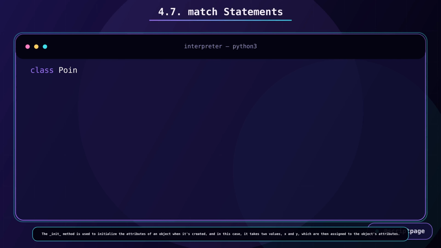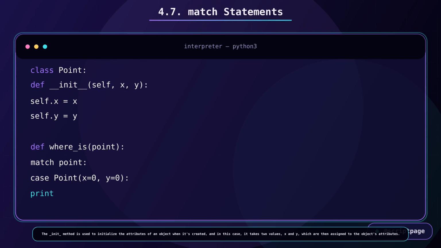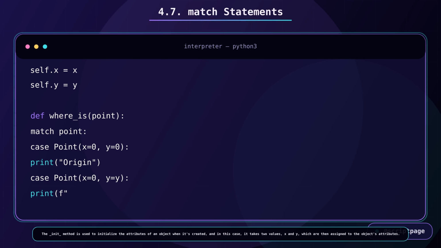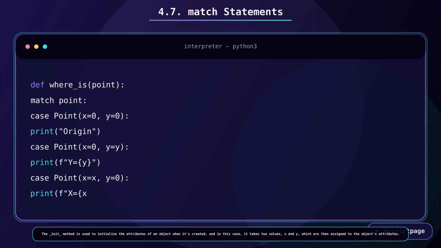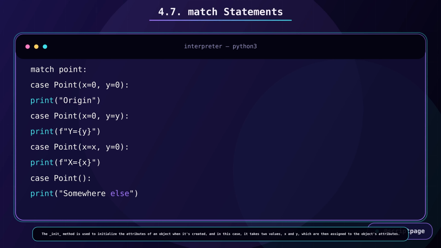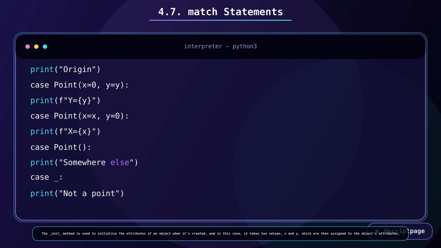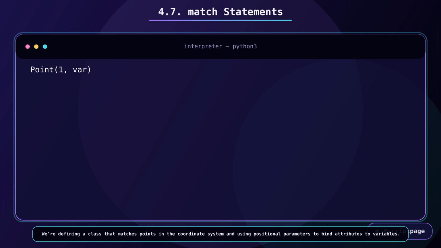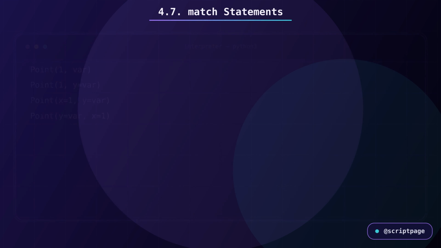The underscore init underscore method is used to initialize the attributes of an object when it's created, and in this case, it takes 2 values, x and y, which are then assigned to the object's attributes. We're defining a class that matches points in the coordinate system and using positional parameters to bind attributes to variables.